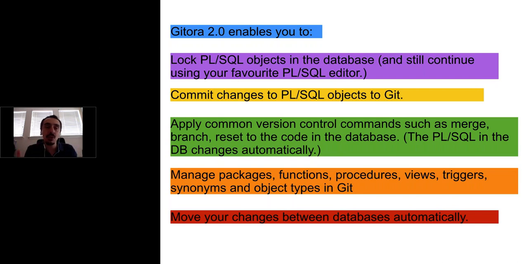You'll be able to apply common version control commands, such as merging two different code bases, branching, resetting to a previous state, and you'll see your code base changing automatically in the database. And you'll be able to manage packages, functions, procedures, views, triggers, synonyms, and object types in Git. And most of the time, almost practically all of the time, you won't even have to know Git or deal with Git.